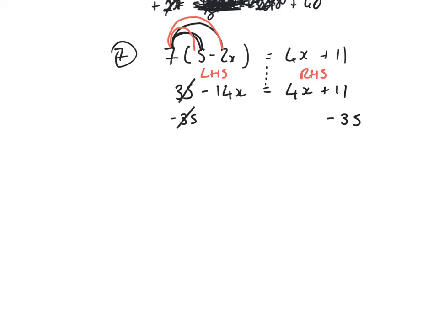Just be very careful. On the left hand side, it's not 14x, it's minus 14x. And again, just be careful on the right hand side. We've absolutely got 4x. And we've also got 11 take away 35. Be really careful with that. 11 take away 35 is minus 24.